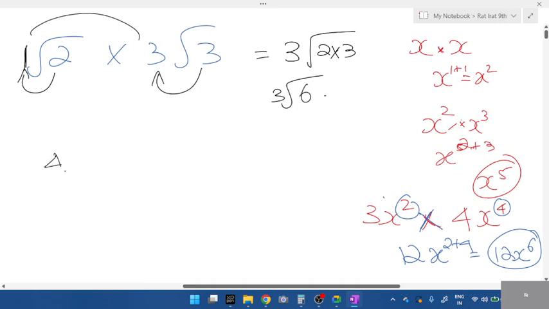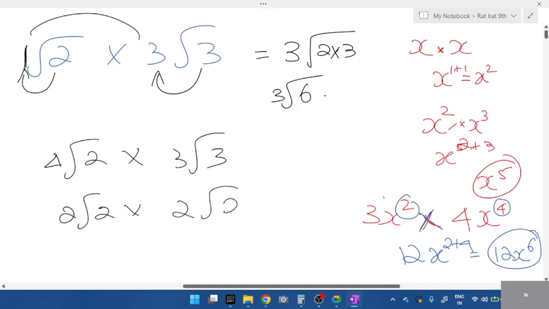I'll give you a few questions. Complete 4 root 2 multiplied by 3 root 3, and 2 root 2 multiplied by 2 root. Complete these two.